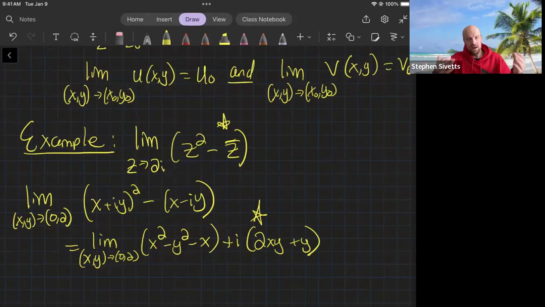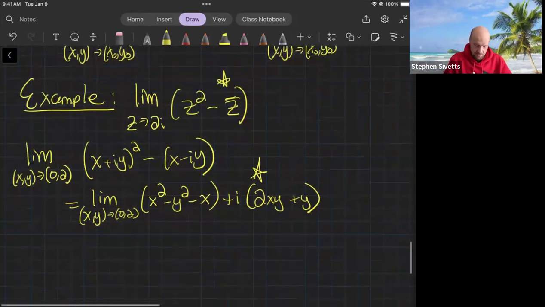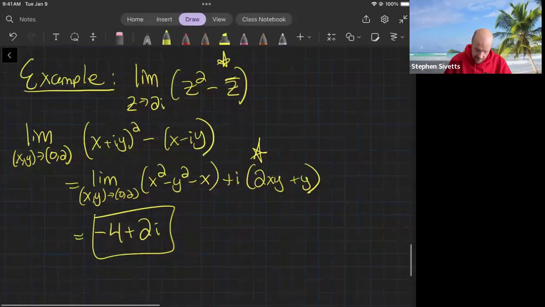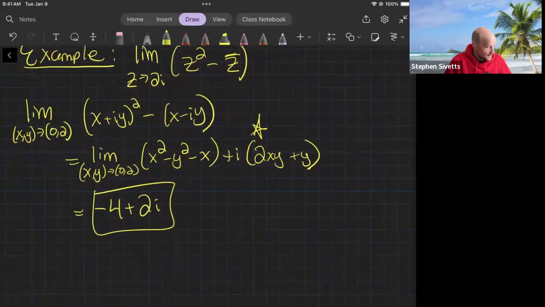So it's just direct substitution, like back in Calc 3. Just plug in 0 for x and 2 for y, respectively. So we will have minus 4 plus 2i here. That will equal minus 4 plus 2i. Okay, so pretty straightforward.